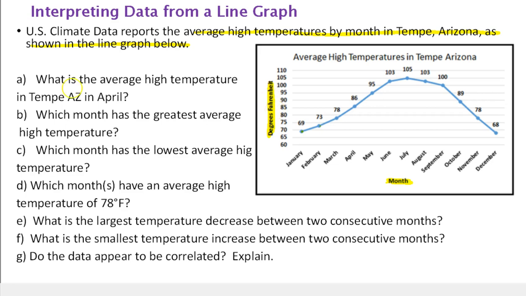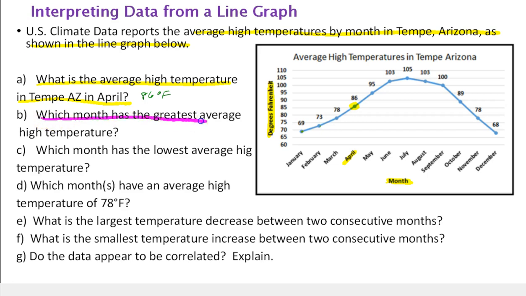So let's read the questions. What is the average high temperature in Tempe, Arizona in April? So I will go to April. I go to the corresponding point, which is right here. And again, these are labeled because due to the scaling, we can't see what it would be exactly. So now we know it's exactly 86 degrees, and we should put 86 degrees Fahrenheit as opposed to Celsius. Let's look at the next one.